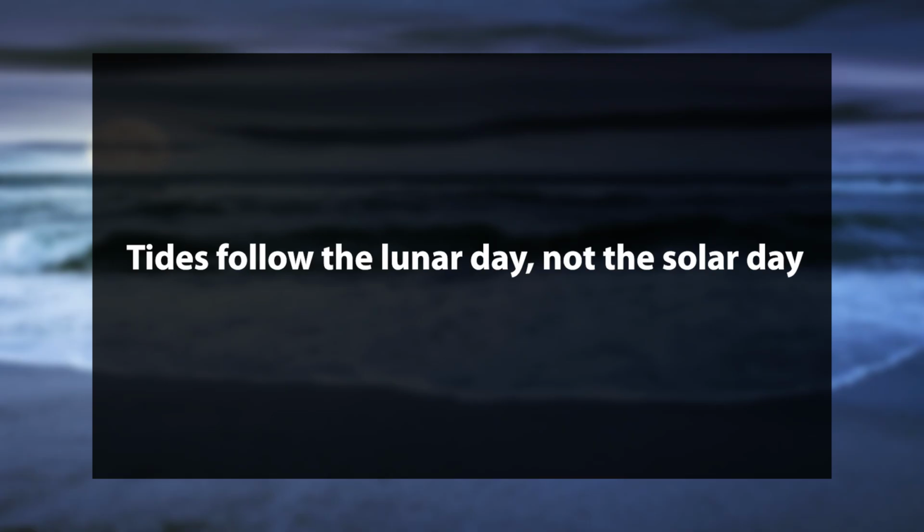This happens because tides follow the lunar day, not the solar day. A lunar day is about 24 hours 50 minutes, which is 50 minutes longer than the solar day. During one of Earth's rotations, the moon moves eastward in its orbit, so Earth must rotate an extra 50 minutes for the moon to return overhead. As a result, high tides and the moonrise occur about 50 minutes later each day.